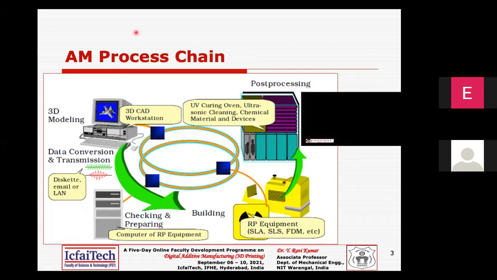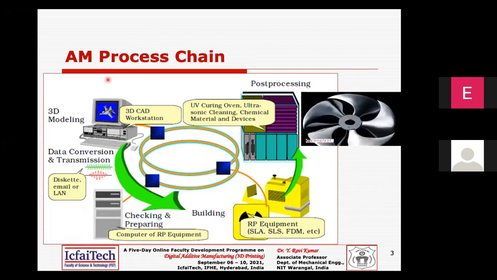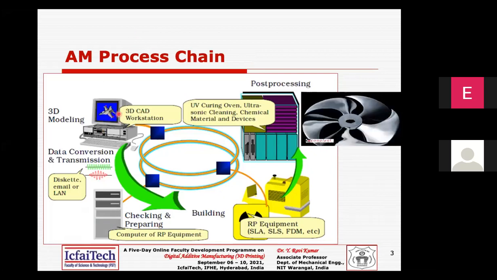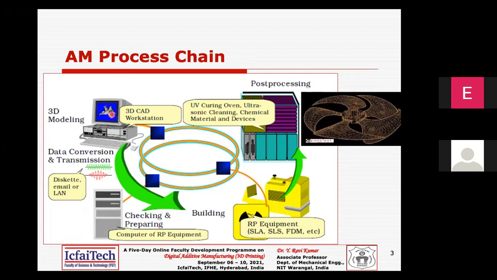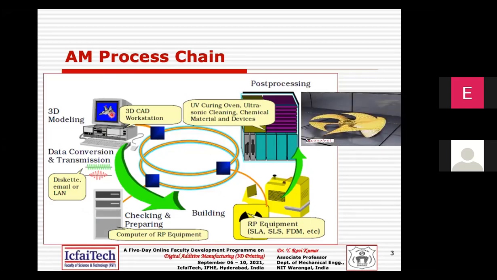If you see the AM process chain, typically we need to start with a CAD model, which has been generated from your CAD/CAM/CAE package, or it could be done through a reverse engineering system also. If you already have the physical model or the product existing, you can start with reverse engineering it and digitizing it. So that is also one way of doing it.